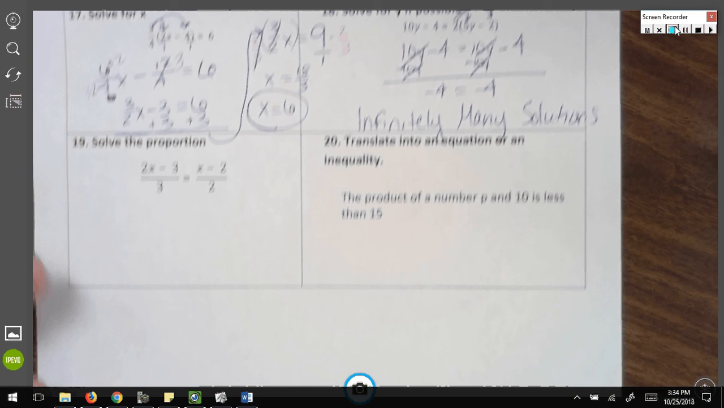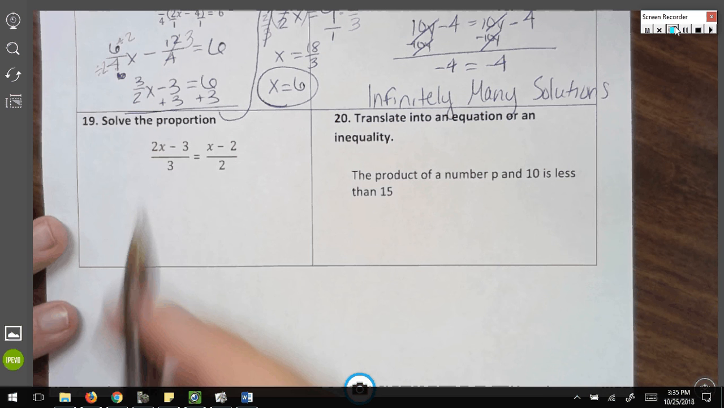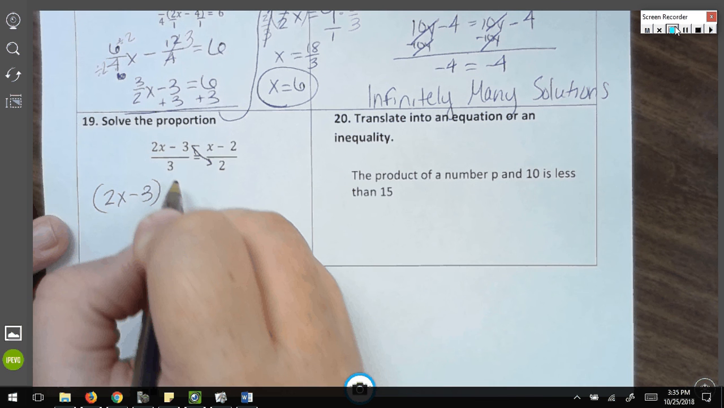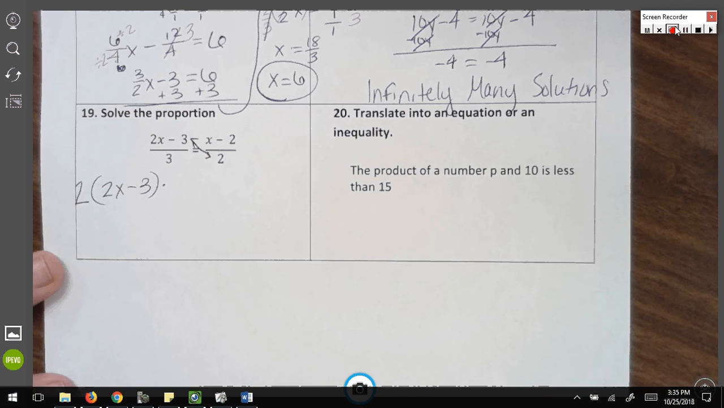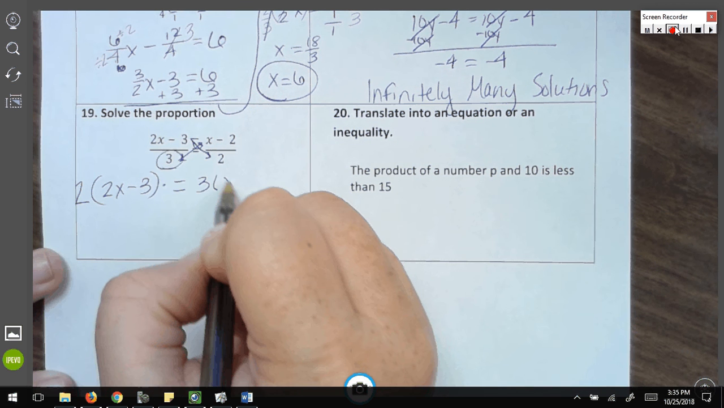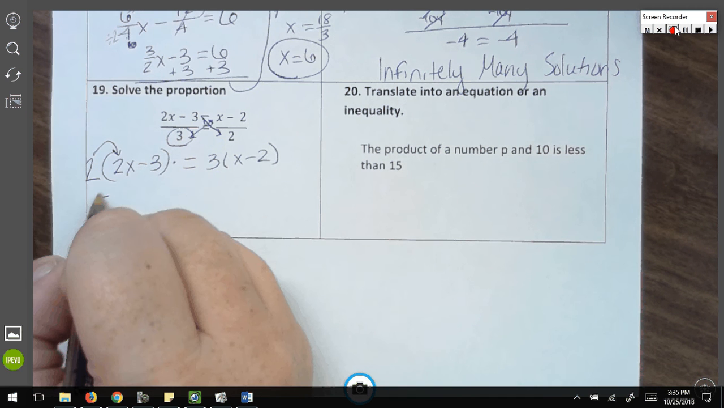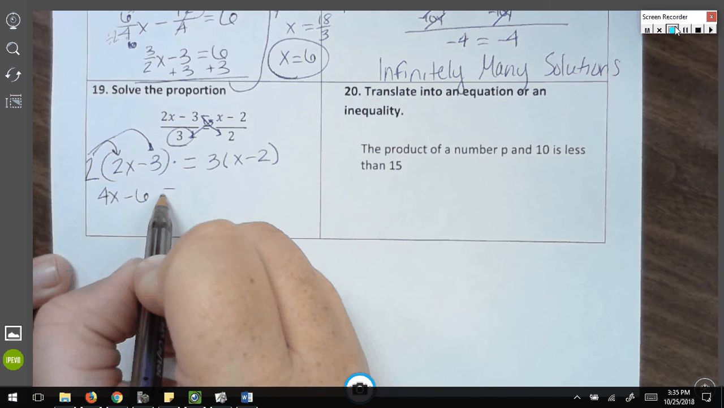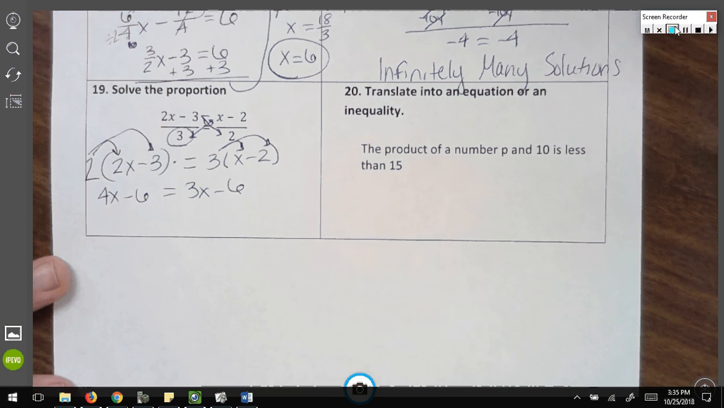Number 19, again with the solve, remember when we have a proportion, we need to cross multiply. So what I'm going to do is say 2x minus 3 times, and I'm going to put this 2 in front so it makes it an easy distribute for me, equals 3, here's that 3, times x minus 2. Okay, we're going to distribute. 2 times 2x is 4x minus 6, equals 3x minus 6. Let's get the variables together first.